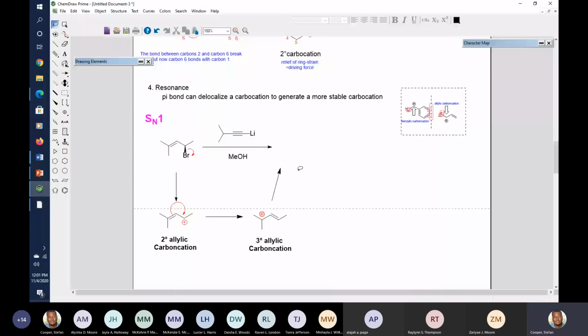Between the benzylic and the allylic system, when the nucleophile comes in, now my final product is going to be where the nucleophile attacks here.